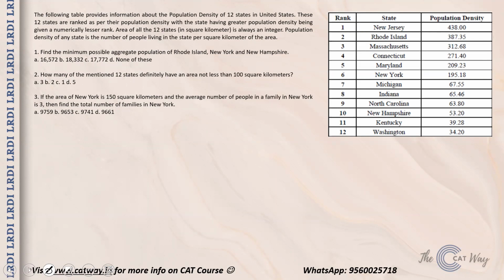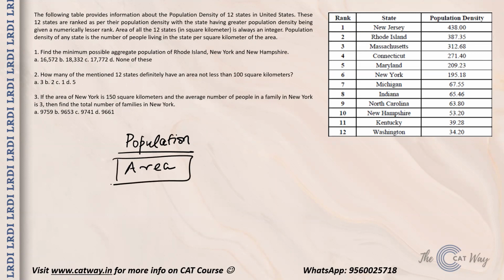Now the area of all 12 states in square kilometers is always an integer. And the population density of any state is the number of people living in the state per square kilometer of the area. So population density is basically the population of that state divided by the area. And what we know is that the area of every state is going to be an integral value. It is always going to be an integer. So that is something that we know.